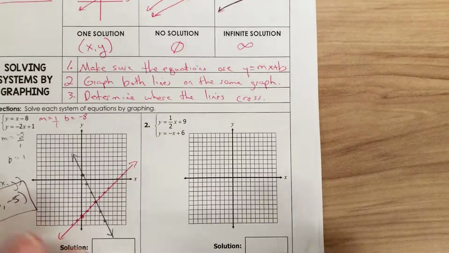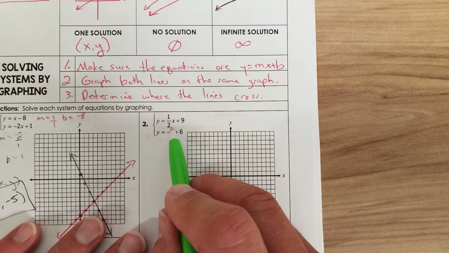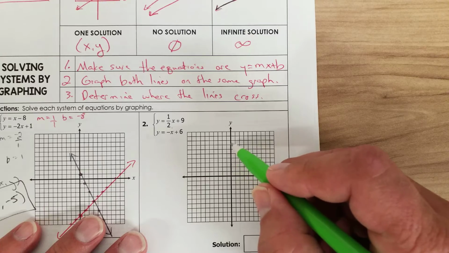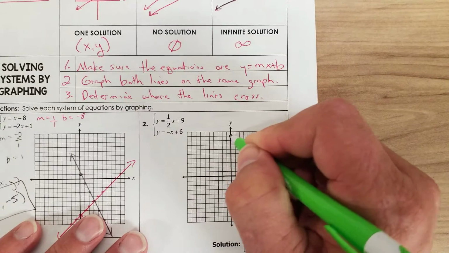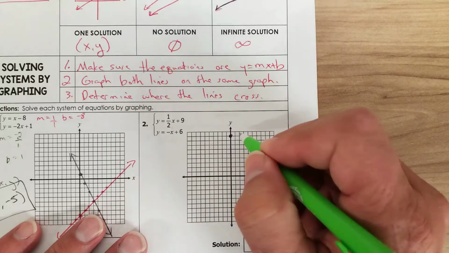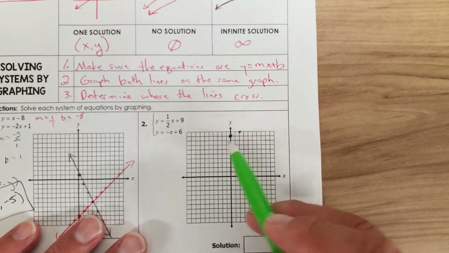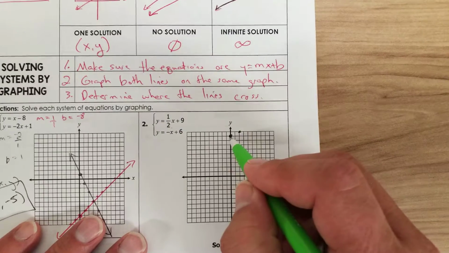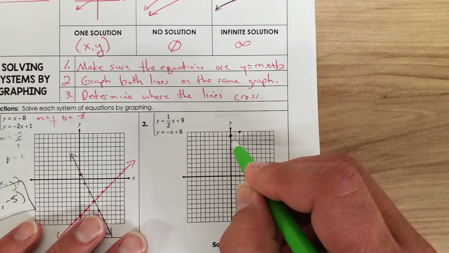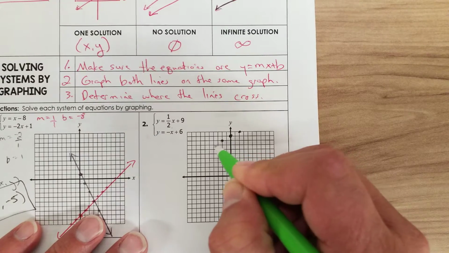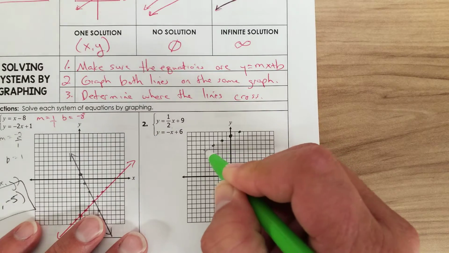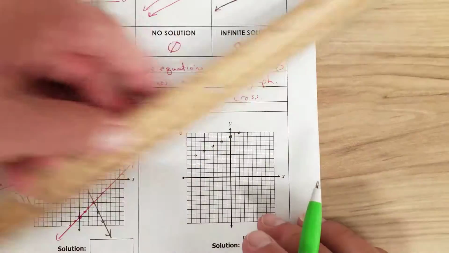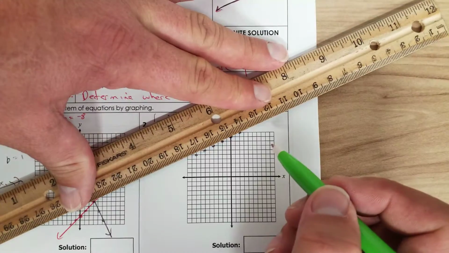Let's look at another one. Y equals 1/2 x plus 9. I'm going to begin at 9. 1, 2, 3, 4, 5, 6, 7, 8, 9. And then I need to go up 1 and over 2. This is a situation where I'm definitely going to need to go the other way. So instead of going up 1 and right 2, I'm going to go down 1 and left 2. Down 1 and left 2. And I get these points here that line up.